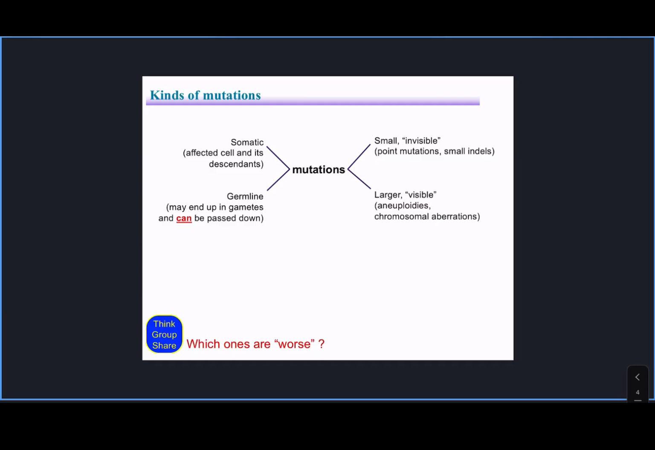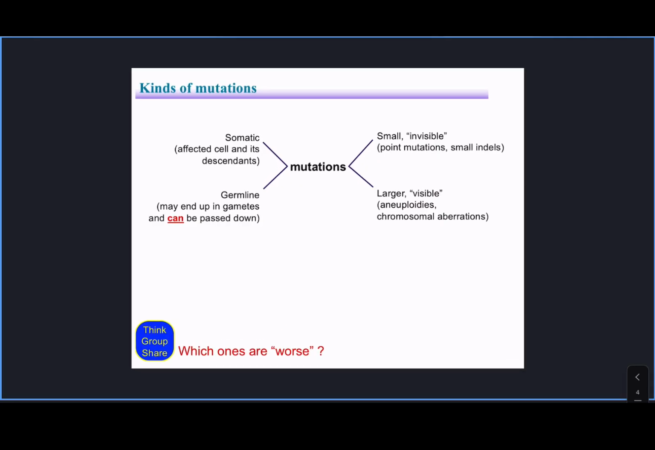Yes? Quick question. For somatic, for its descendants as well, can it also be passed down? No. That's why I'd like to emphasize here, its descendants. We're referring to the cell. So when we're saying descendants here, we're talking about the descendants of that somatic cell, not the individual, right? The only genetic information that a human being can pass to its descendants would be through gametes. But if you have a mutation in a cell in your finger, that cannot be passed down to your descendants.